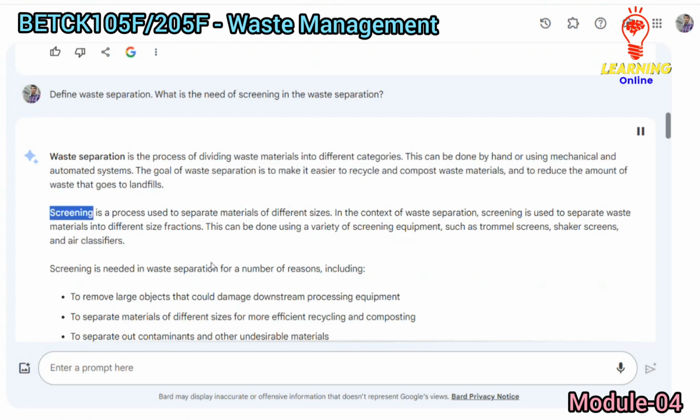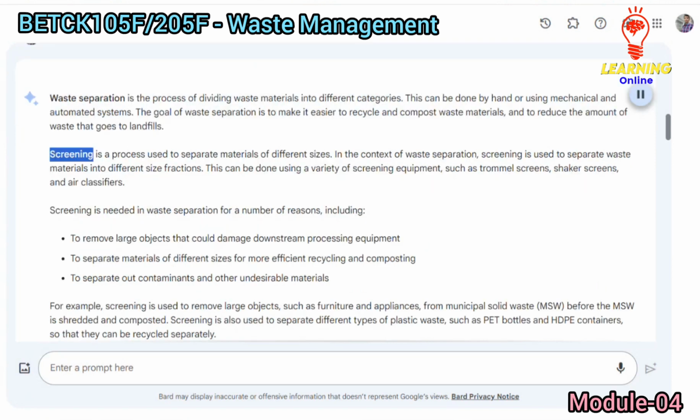Screening is a process used to separate materials of different sizes. In the context of waste separation, screening is used to separate waste materials into different size fractions. This can be done using a variety of screening equipment, such as trommel screens, shaker screens, and air classifiers.